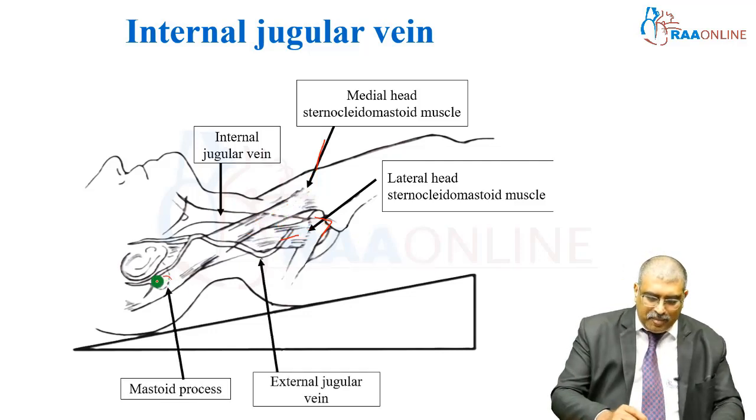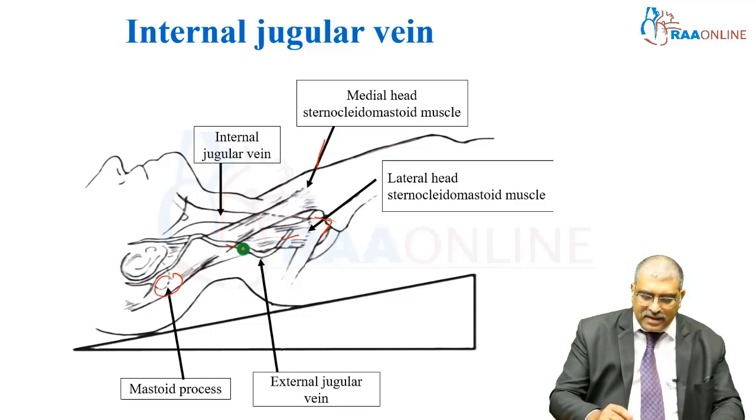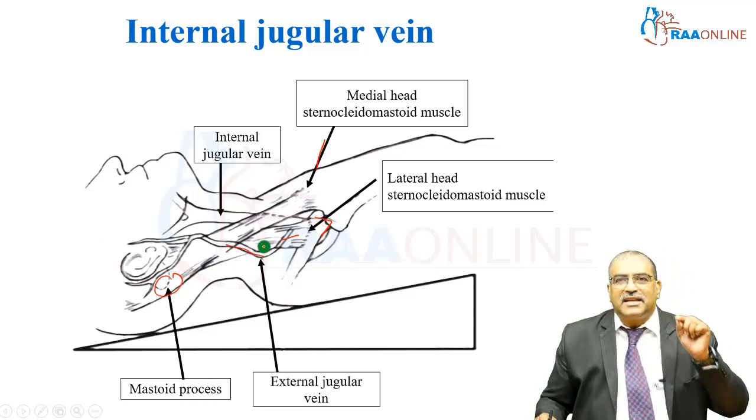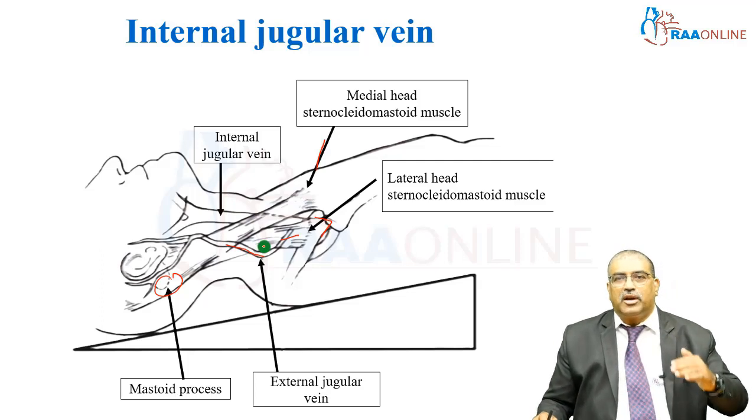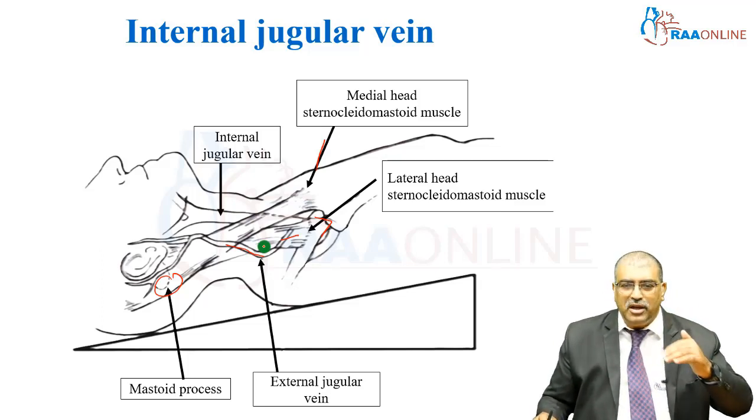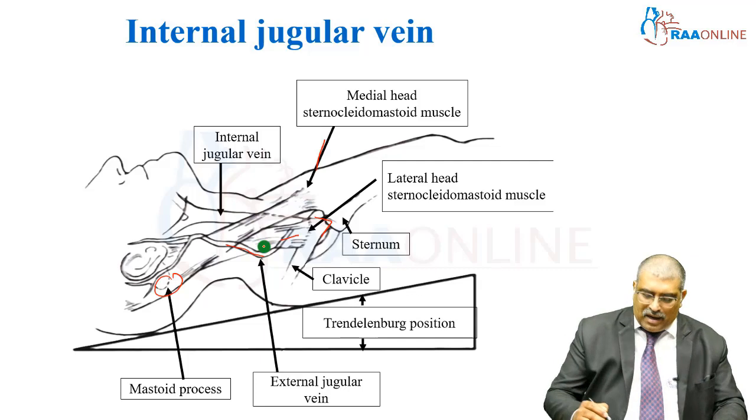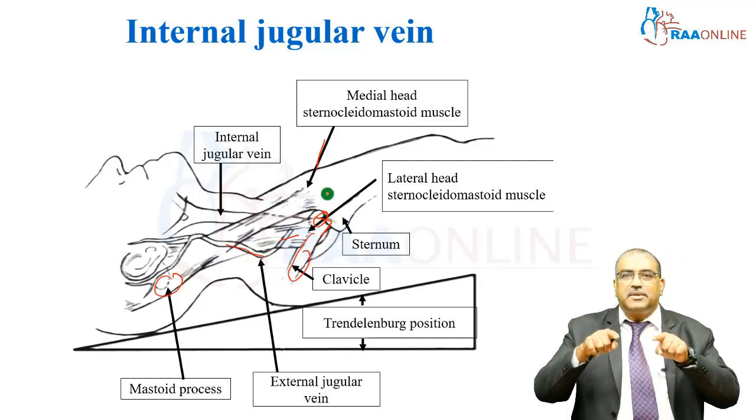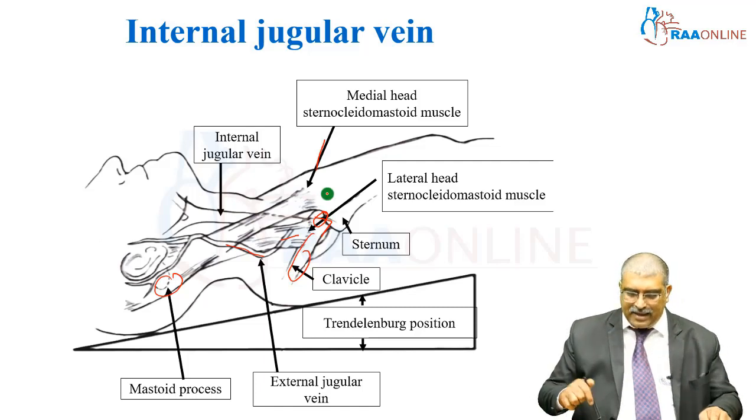Next comes the mastoid process and the external jugular vein. This external jugular vein is very important in the posterior approach to the internal jugular vein. And you have the clavicle and the sternal notch, which helps in the needle direction.